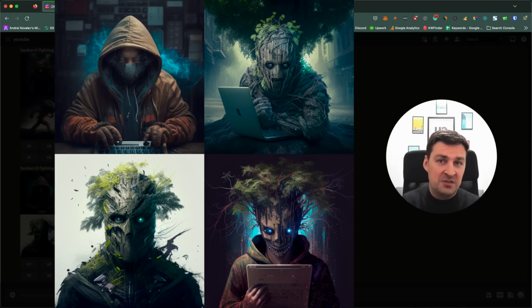I don't know how it's understood this text, but it's added it into the hacker. And even though it's focusing on a portrait mode of the hacker, it's sort of giving it a tree look. And the one on the top right kind of looks like Groot from Guardians of the Galaxy. At least I'm guessing that's where it's coming from.